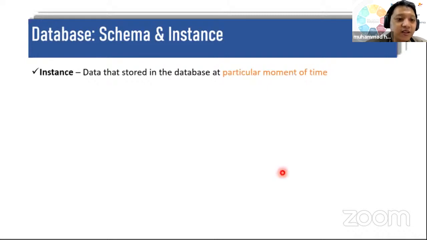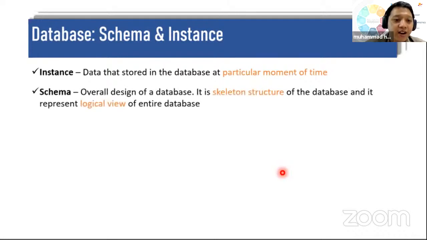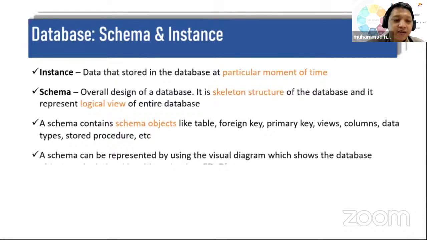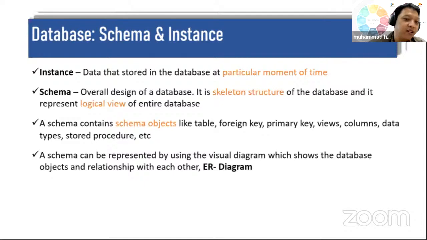Instance is data that is stored in the database at a particular moment of time. But the schema is the skeleton structure of the database, or we can say the overall design of the database. The schema presents the logical view of the entire database. A schema can contain schema objects like table, foreign key, primary key, views, and many more. And the schema can be represented using a visual diagram, which we call ERD, Entity Relationship Diagram, which shows the database objects and relationships.